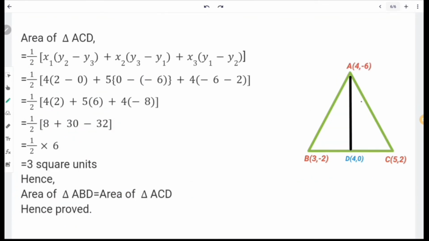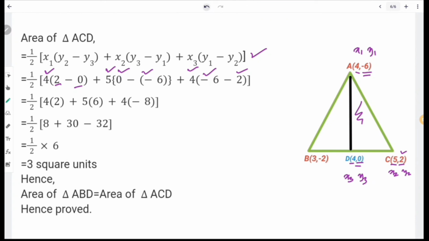Let's do the same thing for the other triangle now. ACD, once again, this is x1, y1, x2, y2, and then this will be x3, y3. All right, we've written the formula. Let's start putting in values. X1 is 4, so you can already see. Y2 is 2, and then y3 is 0. Then x2 is 5, and then y3 is 0. Then y1 is minus 6. Okay, then x3 is how much? X3 is 4, right? So you can see here y1 is minus 6 and then y2 is 2.